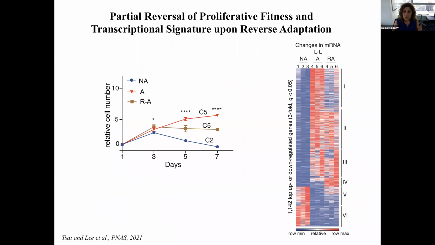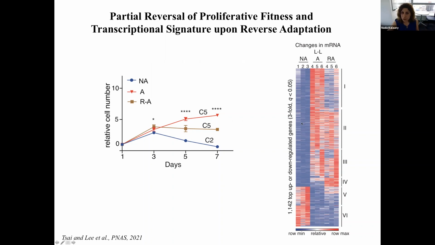Importantly, we wanted to see if the phenotype itself, the enhanced proliferative fitness, was indeed reversed, not just the signaling. And yes, this is a representation of one of the cell lines, showing that when we reverse adapted the clone, here in brown, you can see the reverse adapted clone 5 has an intermediary phenotype between the low fitness of the non-adapted clone 2 and the higher fitness of the same clone adapted, clone 5.